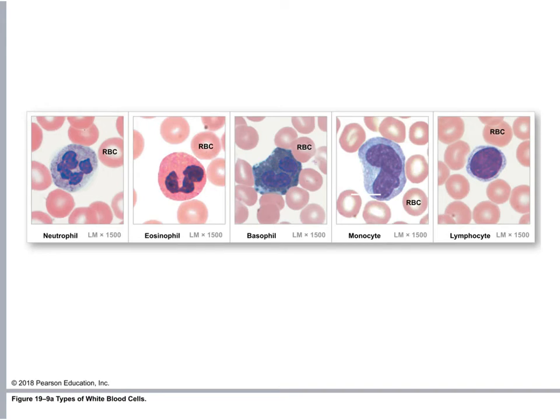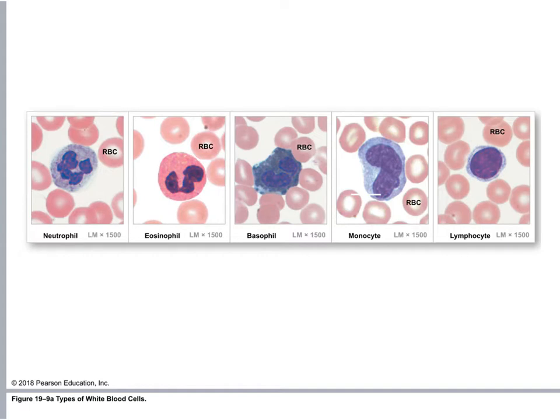All right, so for this last video on chapter 19, we're going to go over the white blood cells, and then we're going to go over platelets, and then we're going to take a look at what happens when you have damage to blood vessels. How does your body prevent you from bleeding to death?